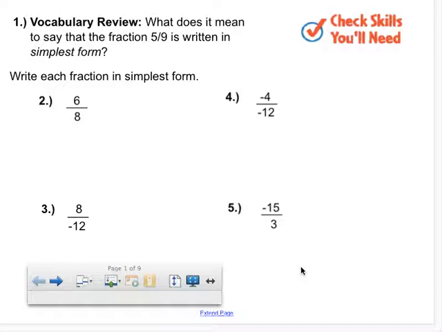Unit 4, Lesson 3, second semester, 7th grade math. Vocabulary review. What does it mean to say that the fraction 5/9 is written in simplest form? Yes? They can't be simplified anymore.